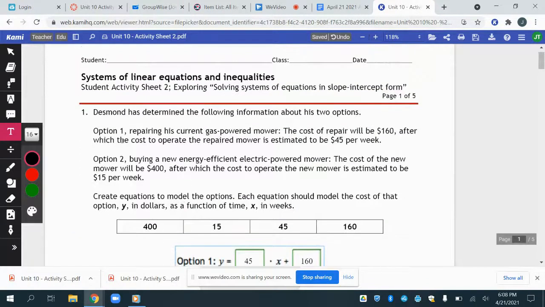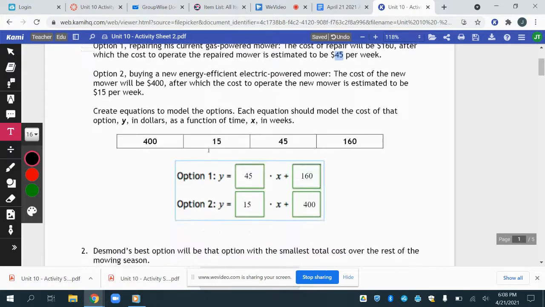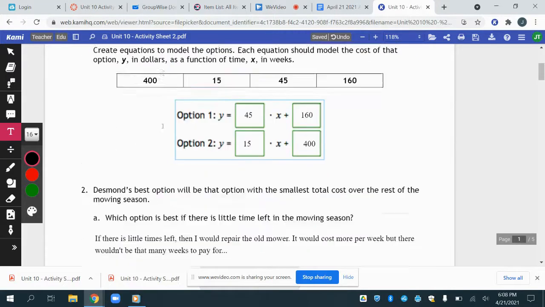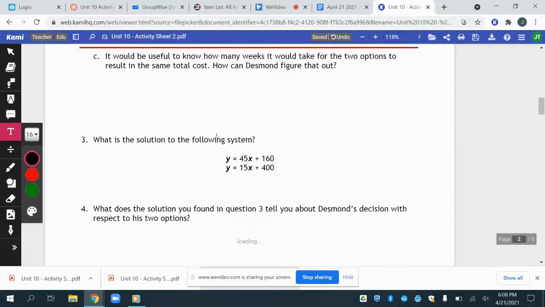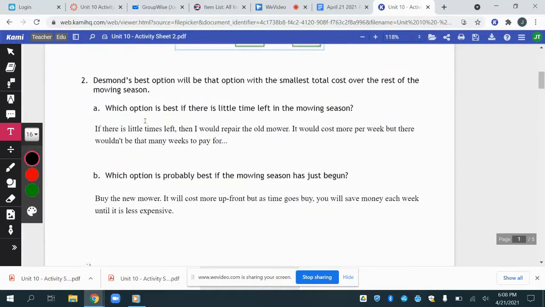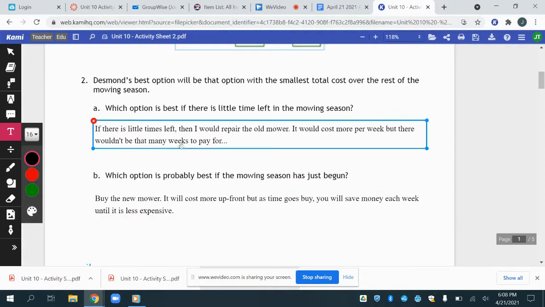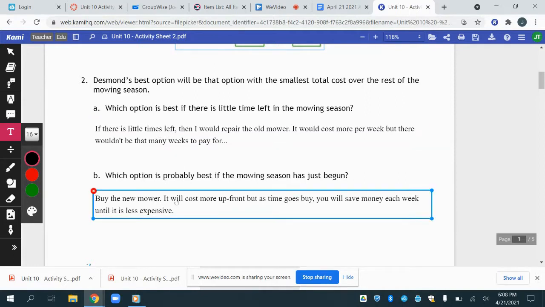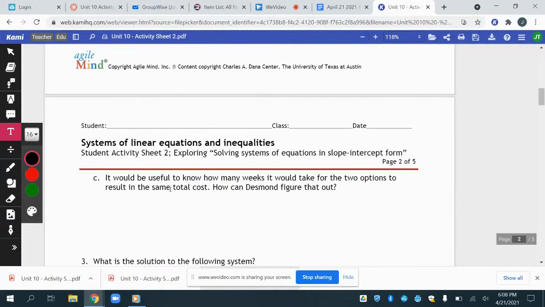We have an old mower, repairing it for $160 and cutting for $45 per week, or we're buying the new one, $400 and paying $15 per week for the gas and everything. All right, it would be useful to know which of the two options results in the same total cost, right? When are they equal? That's a useful thing to know. When will this cost the same amount as that? And that's what we find out when we do systems of equations. We find out when the x's and the y's are the same. So when is the cost and the number of weeks the same in this case?